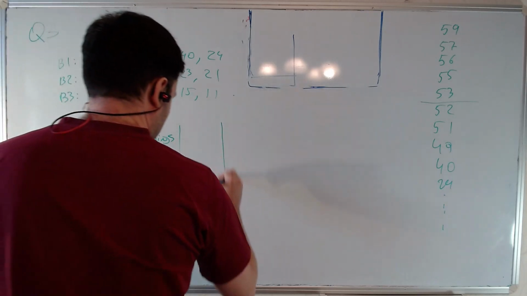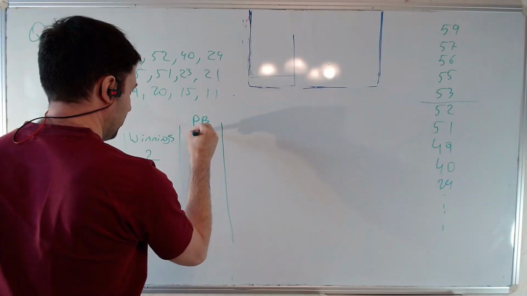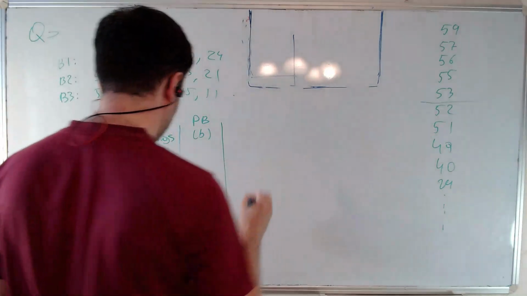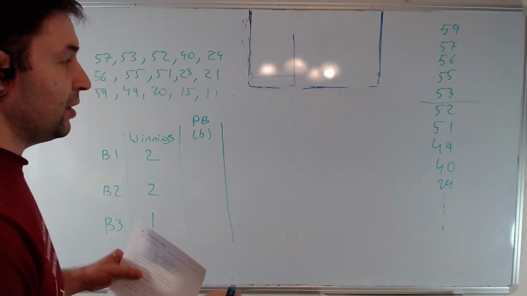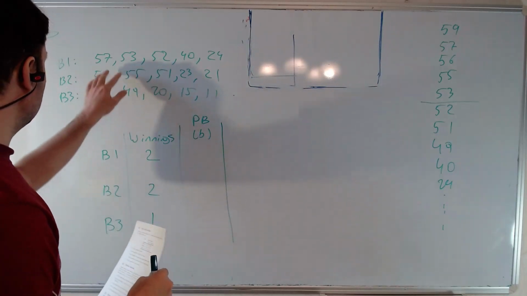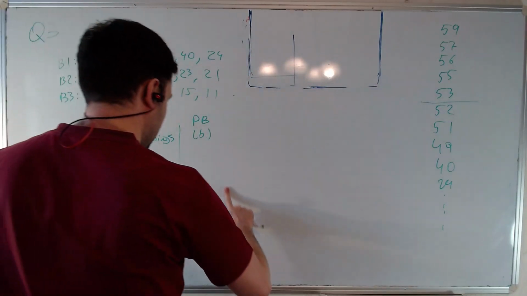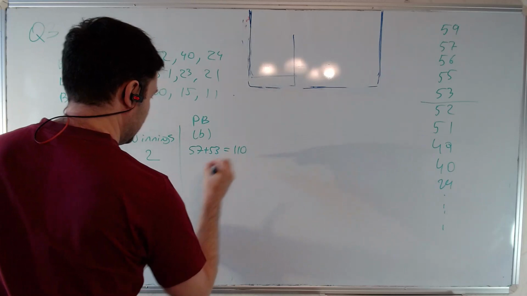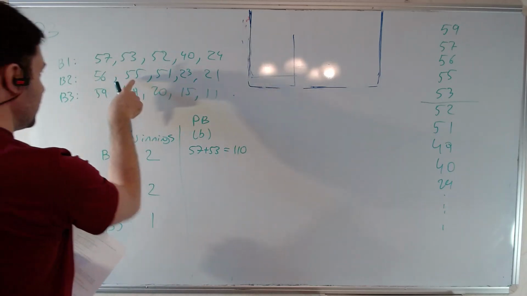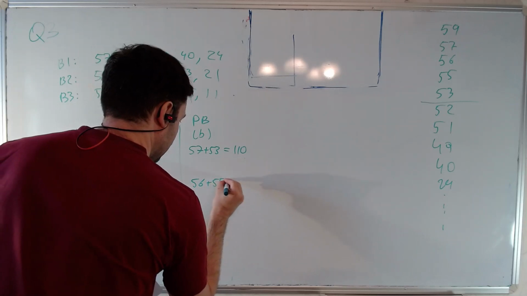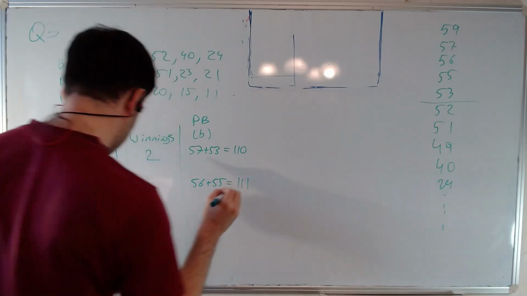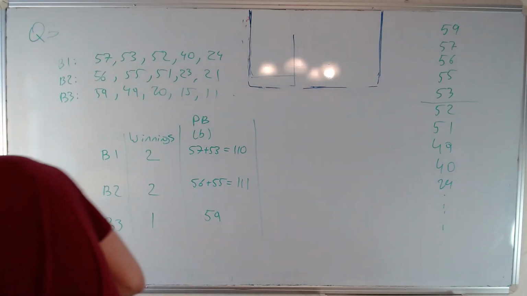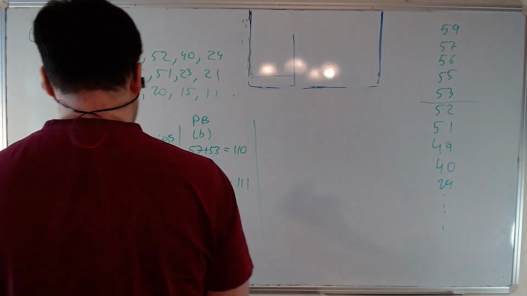And now let's do the pay-as-bid auction. That will be part B. Okay, so let's calculate. In a pay-as-bid auction, you simply pay what you bid. So if bidder 1 won 2 units, he will pay 57 plus 53. Let me write down full calculations. So that's 110. Bidder 2 also wins 2 units, 56 plus 55, so that must be 111. And finally, bidder 3 pays just 59. Okay, so that's part B.